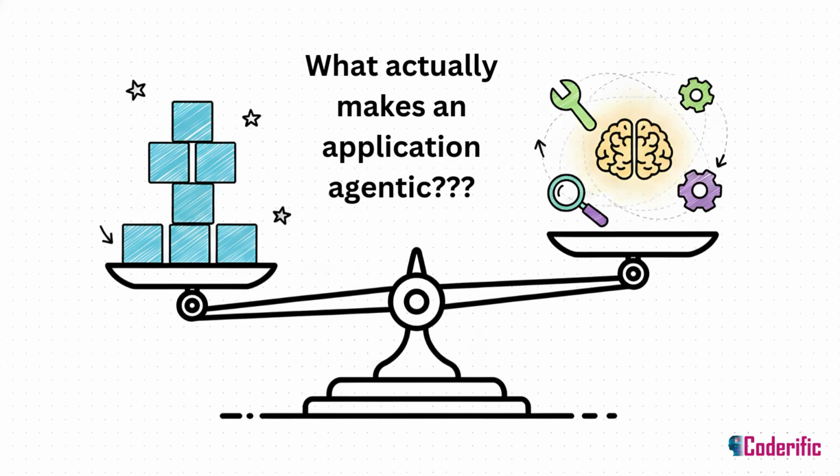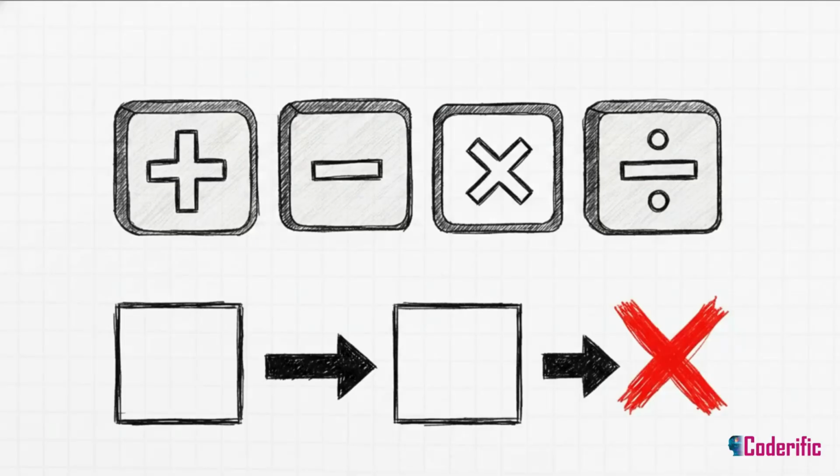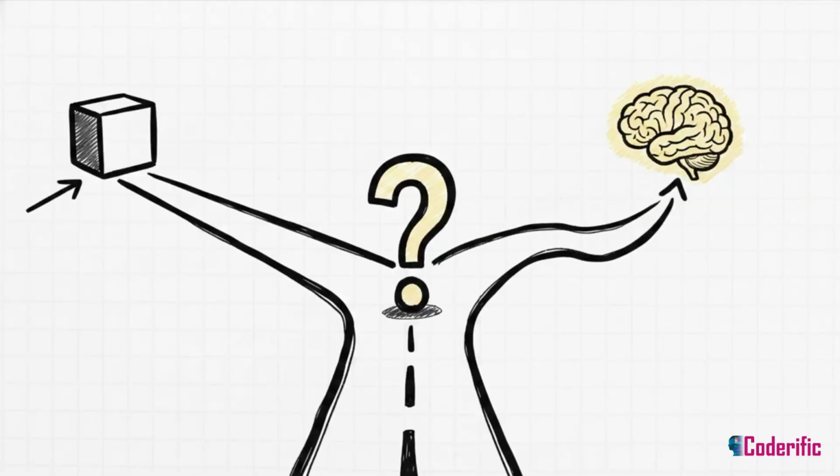The best way to answer that question is by building something we already understand, and that is a simple and very basic calculator. In this video, we will learn to build it twice. First, we will build it using traditional procedural programming. Then we will rebuild the very same calculator as an AI agent. The functionality won't change. It will still add, subtract, multiply, and divide numbers. The interesting part is how each application decides what to do next.